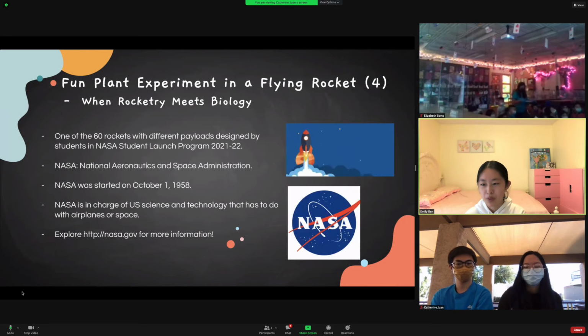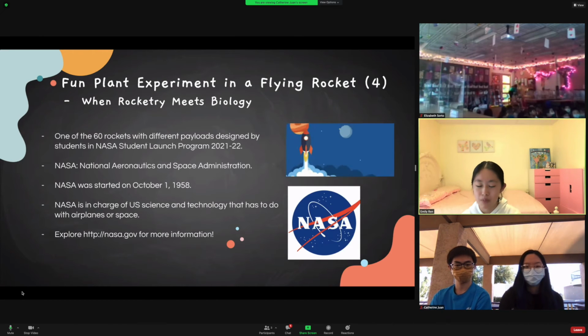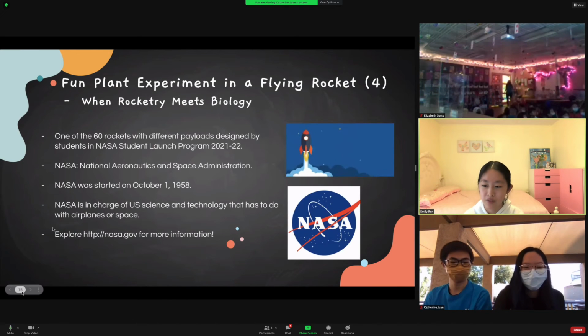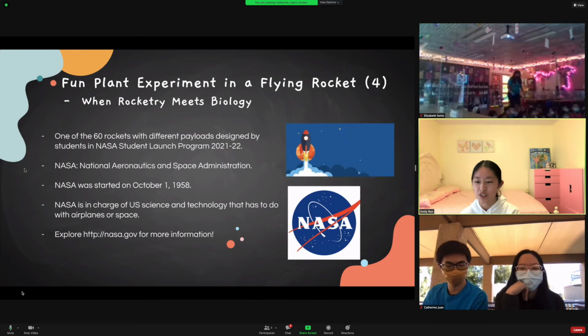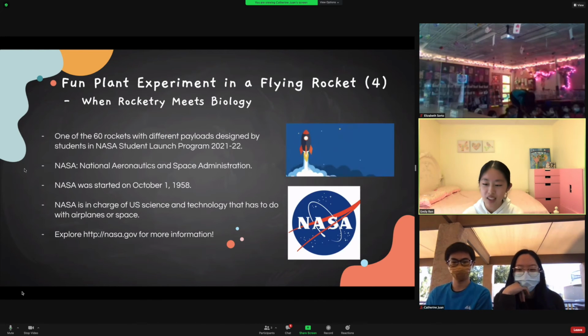And this experiment was designed as one of the 60 rockets with different payloads designed by students in the NASA Student Launch Program for this year. And this bullet point is very important. It's going to be a question later on. So NASA stands for the National Aeronautics and Space Administration. It was started on October 1st of 1958, and NASA is in charge of the US science and technology that has to do with airplanes or space, and you guys can explore the link for more information.